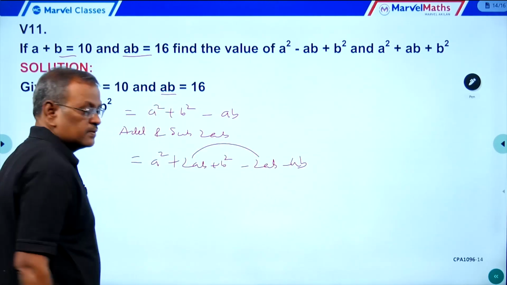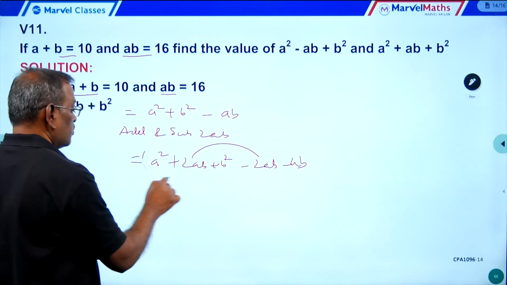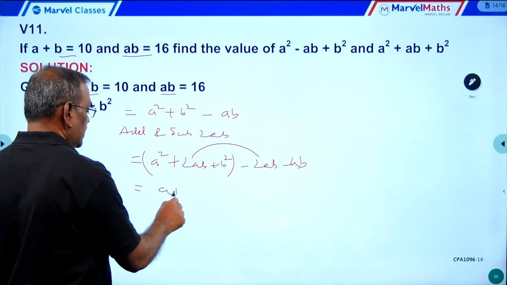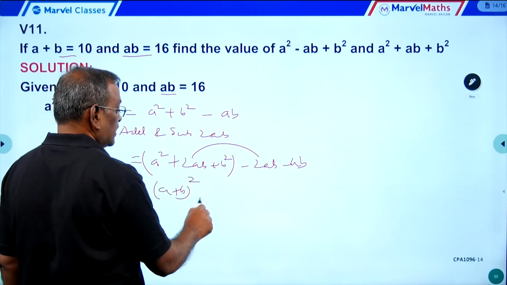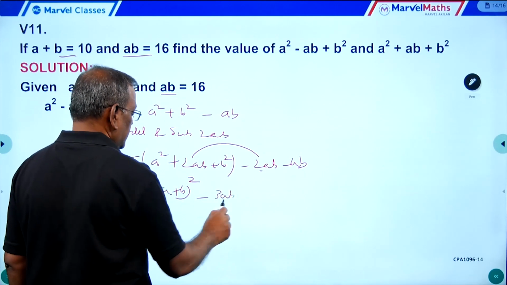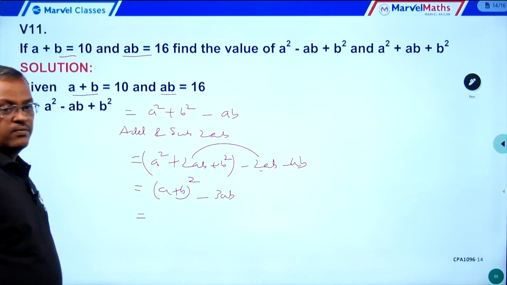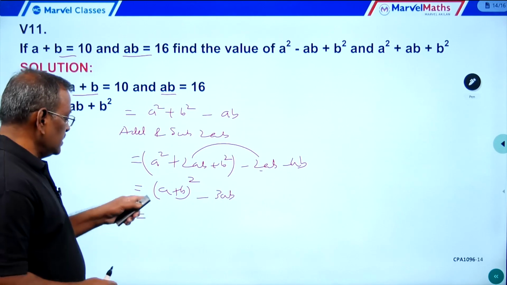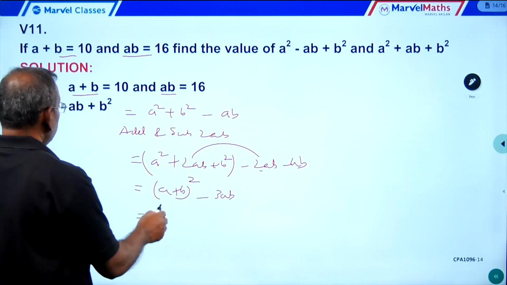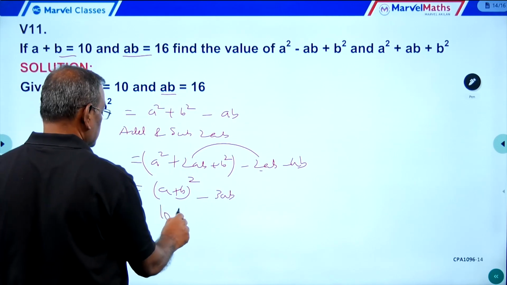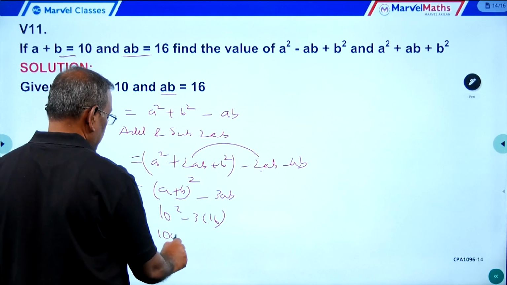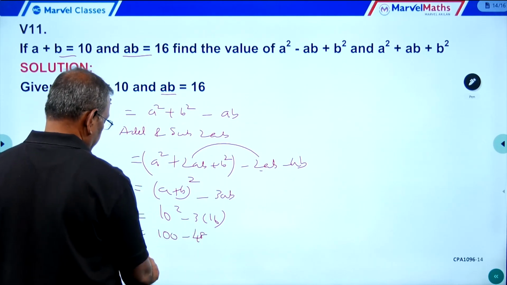Add and subtract. Now this is one group, clear? Now what is the value becomes? A plus b the whole square minus 2ab minus ab, minus 3ab, which now is the final form. How to decide whether it is a final form? Because it has sum and product. Now a plus b is 10 square minus 3 into 16. This is 100 minus 48. The value is 52.